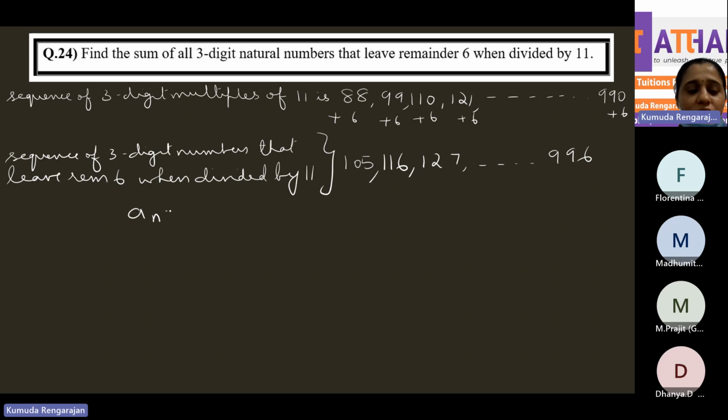So an is equal to 996. Work it out and you will get the value of n. Do that first. Stop at n and tell me the value of n, then I'll tell you what to do.